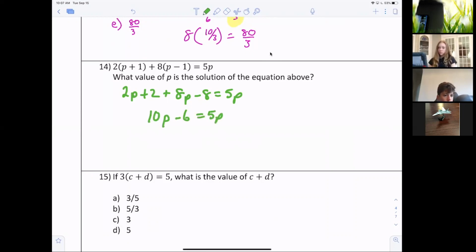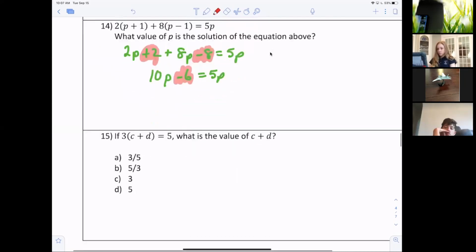Where's the 6? Oh. Right? 2 minus 8 is the negative 6. Then you would literally subtract it because it's the same term, and then you get 4p equals 5p, which is no, Jack.